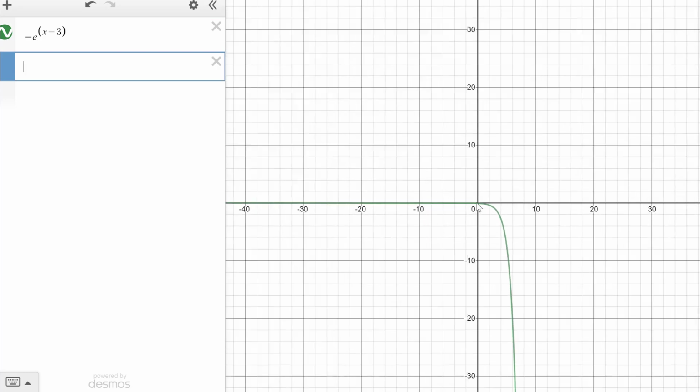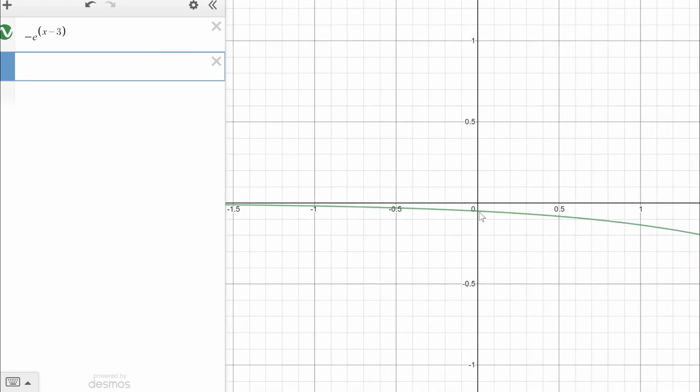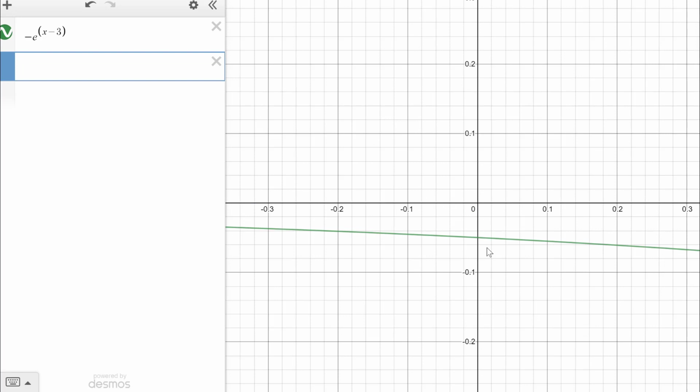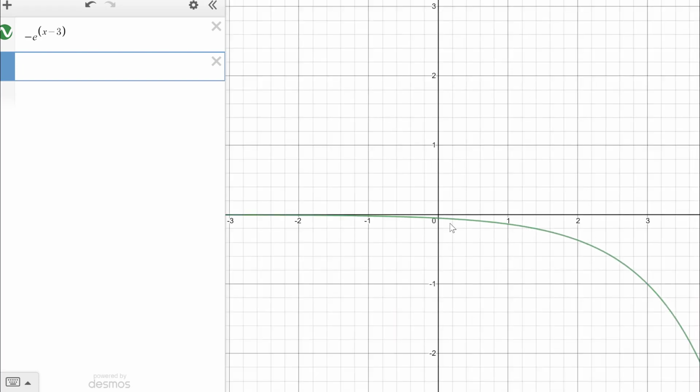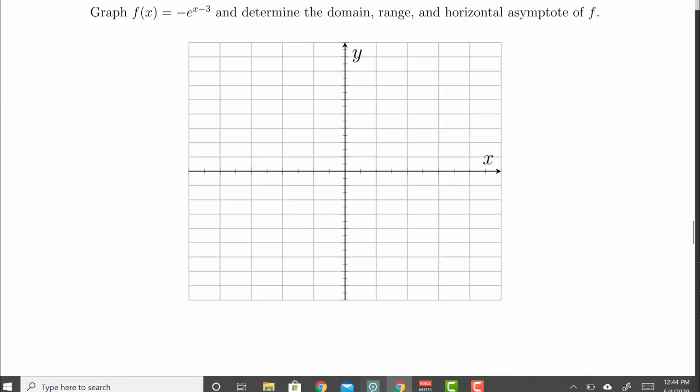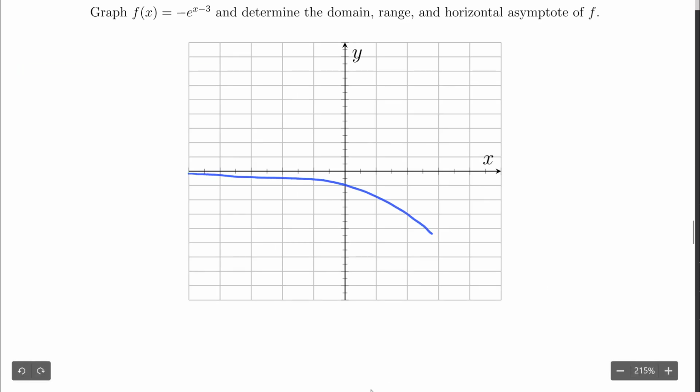You can see that it doesn't cross the x-axis. The graph is flipped from what e to the x would look like because of that negative in front. And we can graph this on our notes. It's going to look something similar to this. And so for the domain, remember the domain is all the x values. So from left to right, that's going to be all real numbers.